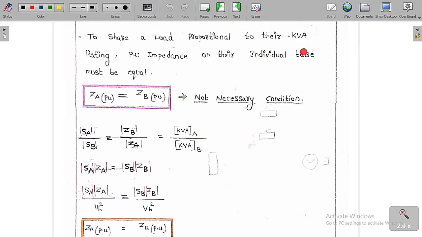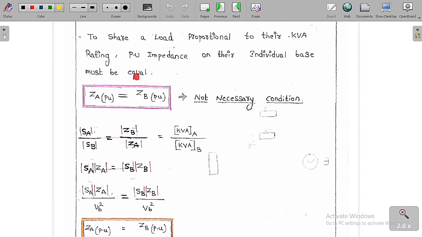To share a load proportional to their kVA rating, the per unit impedance on the individual base must be equal. So this is not a necessary condition. I have already told you these are called desirable conditions. Only 4 things are the necessary conditions. Remaining everything is a desirable condition.